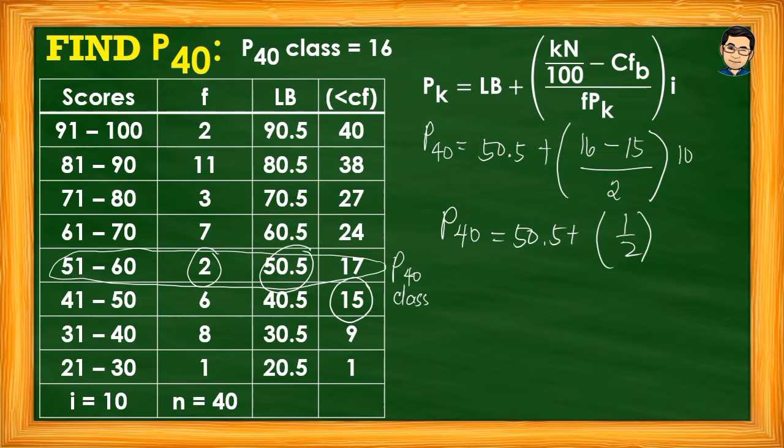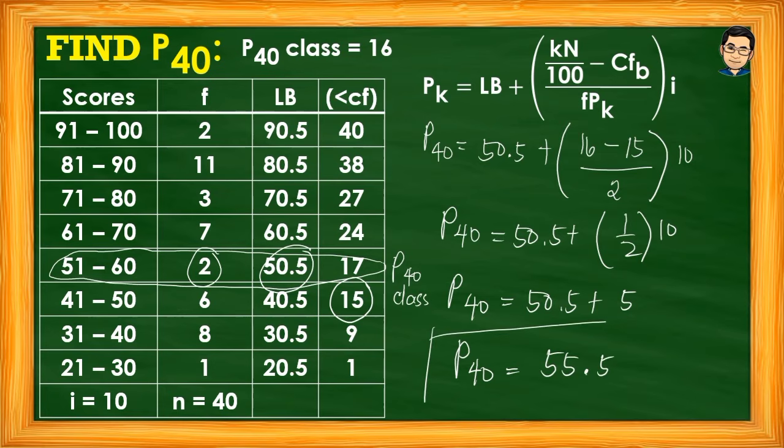1 half of 10. So, ang kalahati ng 10 is basically 5. So, 50.5 plus 5. So, we'll get 55.5. So, yan po yung value ng ating percentile 40. So, since test score, pwede rin naman yan 56.